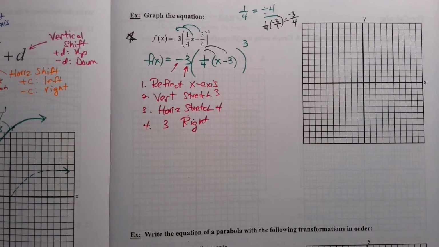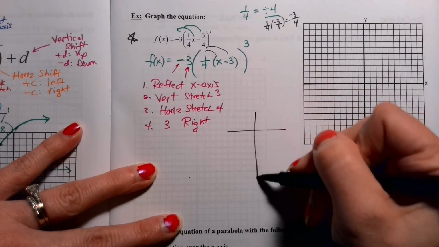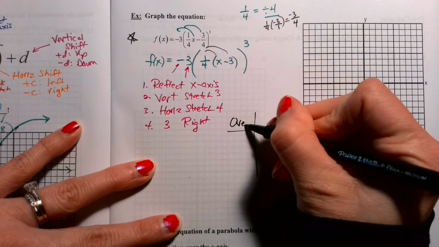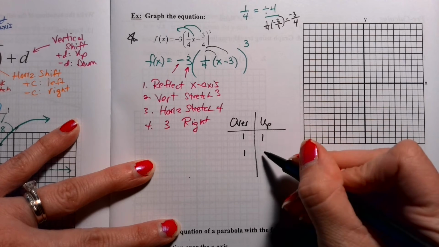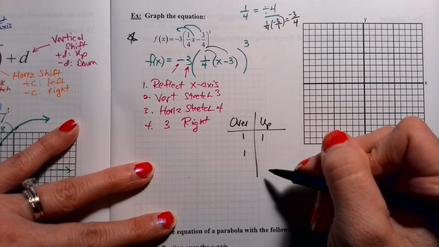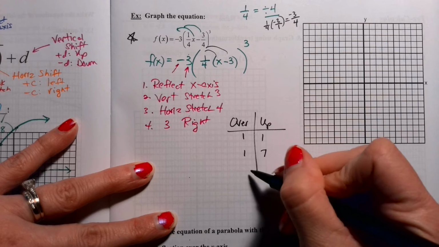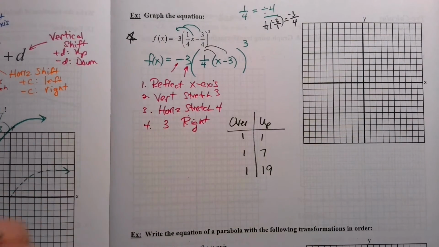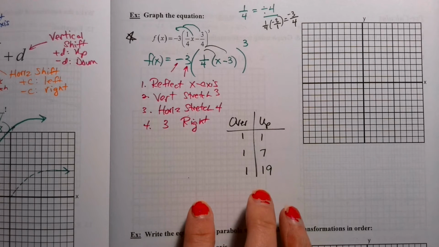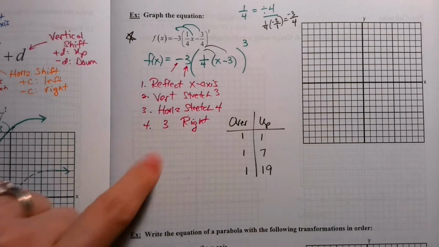Okay, I'm going to get the basic growth chart going here. So for a cubic, we go over 1, up 1, over 1, up 7, over 1, up 19. What's the growth chart for a cubic? Okay, we hardly ever need the 19 unless we're dividing. All right, so what are the transformations for this cubic?